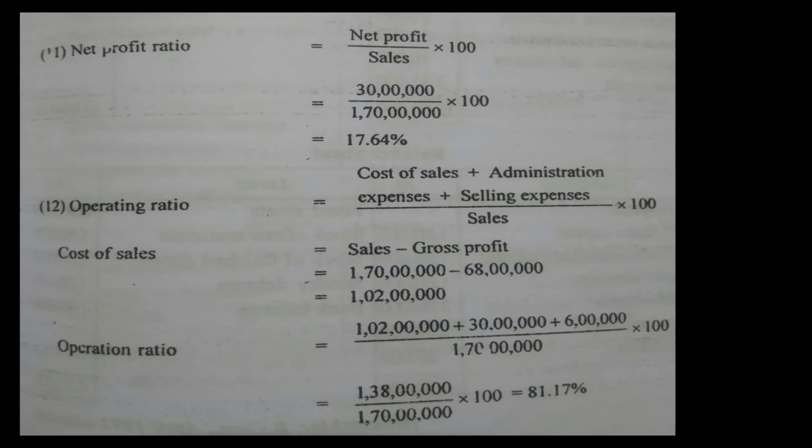Then operating profit ratio. The formula for operating profit ratio is cost of sales plus administrative expenses plus selling expenses, divided by sales, into 100. Cost of sales is nothing but sales minus GP. That is 1 crore 2 lakh plus 30 lakh plus 6 lakh, divided by 1 crore 70 lakh, into 100, which will give me 81.17%. Okay, so with this the sum is over.